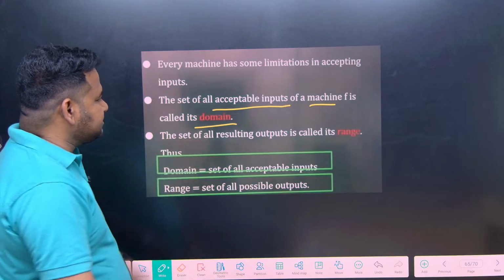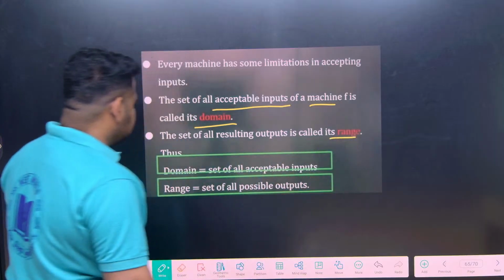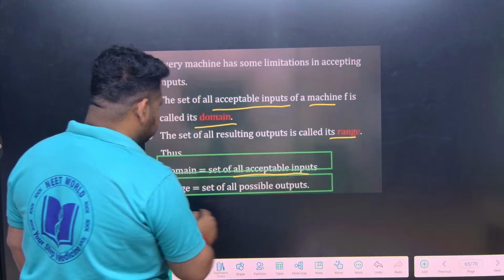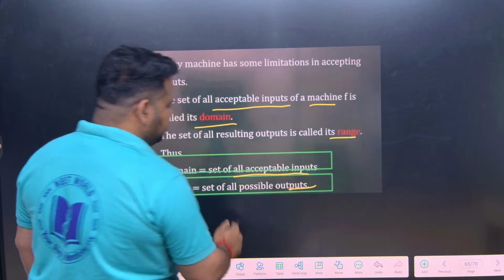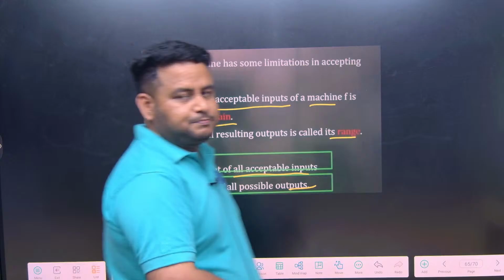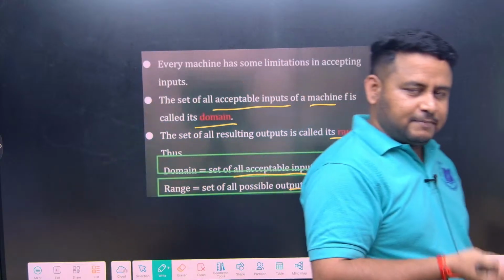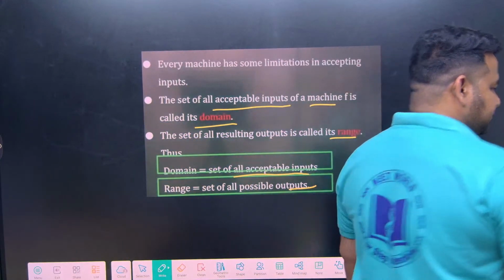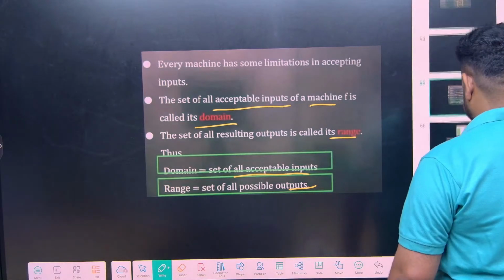And the set of all resulting outputs is called the range. So domain is the set of all acceptable inputs. Range is the set of all possible outputs. Based on inputs, you will get all possible outputs. That is, sugarcane juice you may get, mango juice you may get, or apple juice you may get, depending on that. Okay. Now see here.